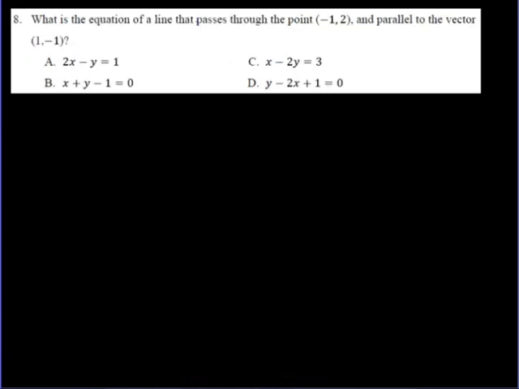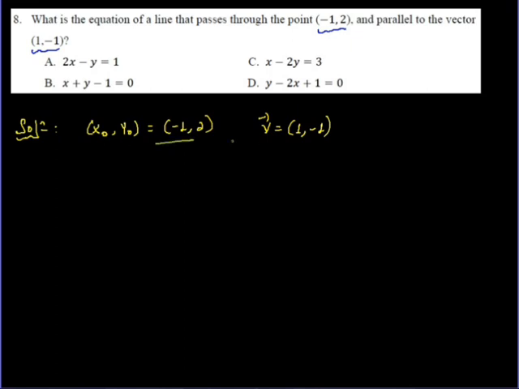What is the equation of a line that passes through the point minus 1 comma 2 and parallel to the vector 1 comma minus 1? This is very simple, which is almost similar to the previous question number 7. So here we do have a certain line passing through a certain point x naught y naught, which is minus 1 comma 2, and parallel to a certain vector v with components 1 comma minus 1.